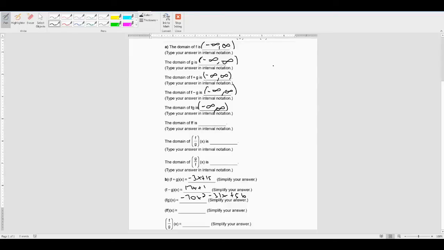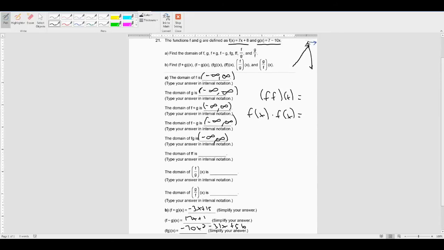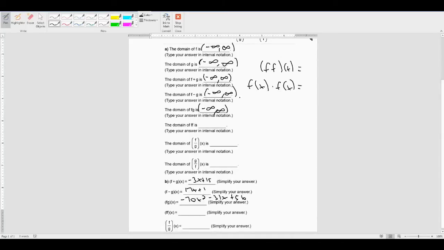So now we're doing f times f. That's just f of x times f of x. And what was f of x? 7x plus 8. So we're just going to take 7x plus 8 times 7x plus 8. 7x times 7x is 49x squared. 7x times 8 is plus 56x. 8 times 7x is plus 56x. 8 times 8 is positive 64.